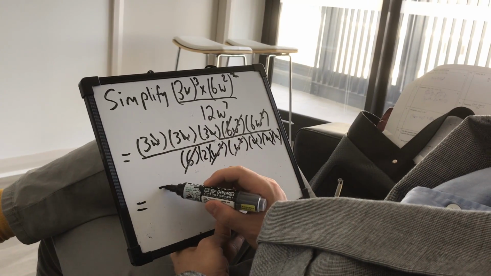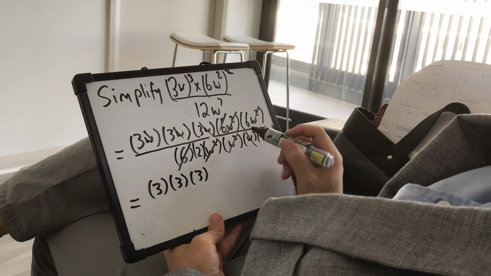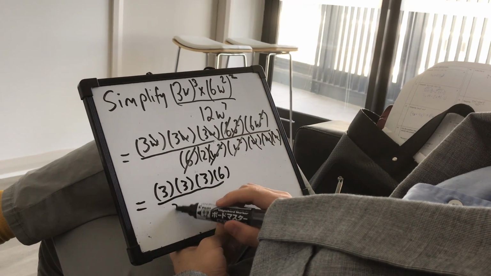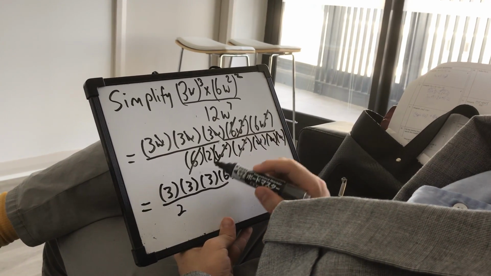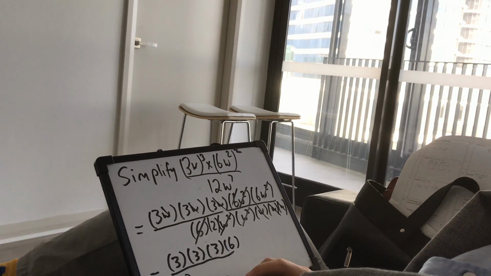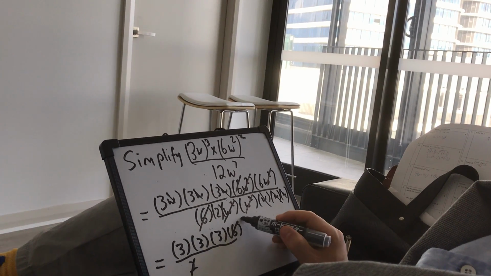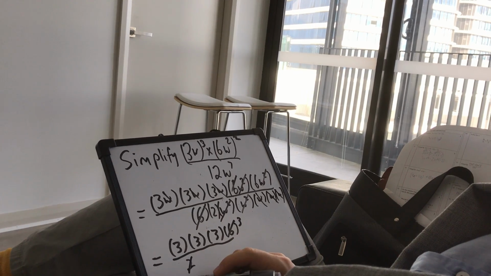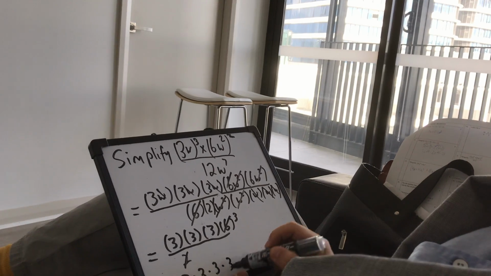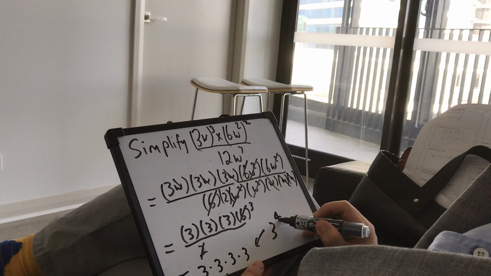So what you're left with is 3 times 3 times 3 times 6, divided by 2. It's just 2 left, right? And I guess 2 goes into 6. So you can cancel this 2 with this 6 to make a 3, and then there's four 3's left: 3 times 3 times 3 times 3. Or another way of saying that, this is 3 to the power of 4.